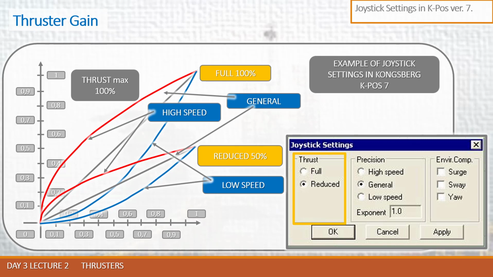Many captains prefer to work in joystick thrust reduced just to stay under the company regulations, when the company requires always to use less than 50% of available power.